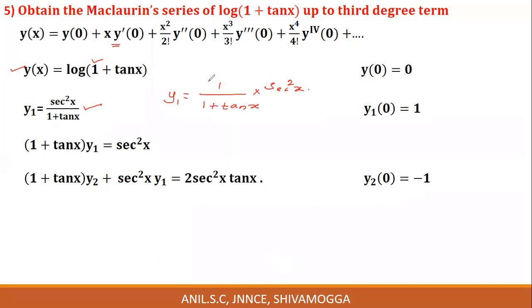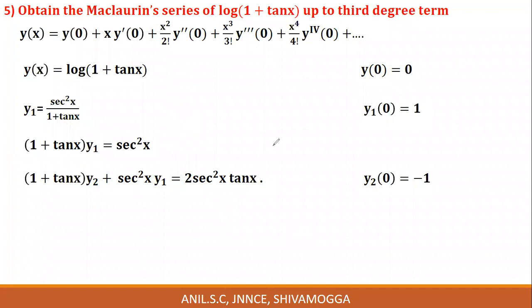Now put x is equal to 0. When x is equal to 0, y1 will be y1 of 0. This is equal to secant 0 is 1, therefore 1 square is 1, divided by 1 plus tan 0. Tan 0 is 0, 1 plus 0 is 1, and 1 by 1 is 1. Therefore y1 of 0 is equal to 1.